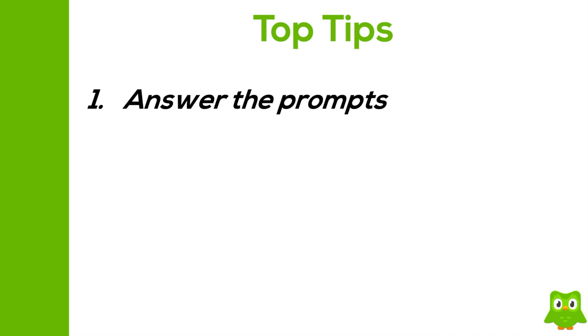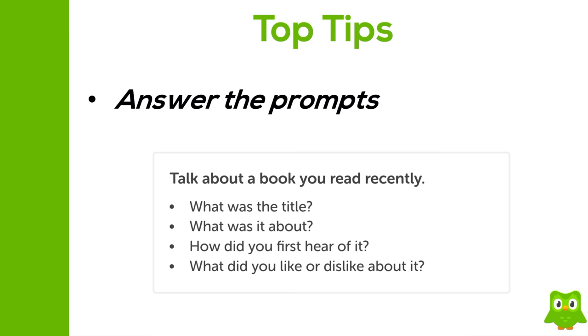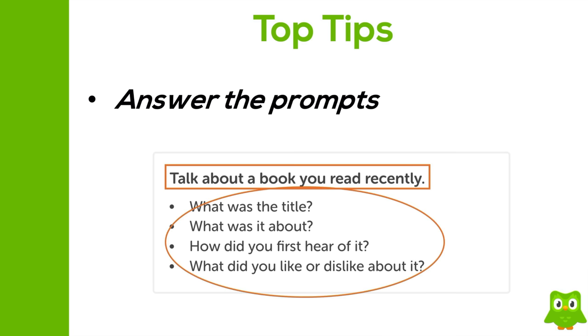Okay, my top tip number 1 is to answer the prompts. So on test day, when you're doing this task, you'll get a prompt like this. Talk about a book you recently read. This is the main topic. And then you'll have 4 questions to guide you through your answer. I highly recommend that you go through all of these questions, because talking for 90 seconds without these prompts can be very challenging. So you can just simply go question to question to question to question and answering them with lots of detail, and that should take you to 90 seconds.